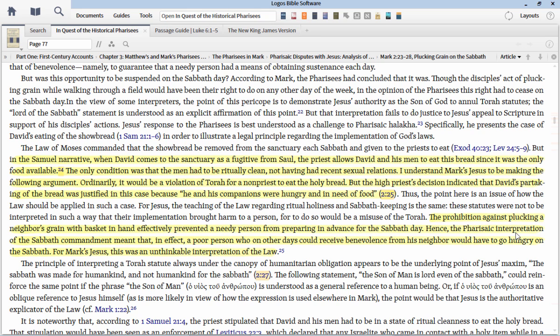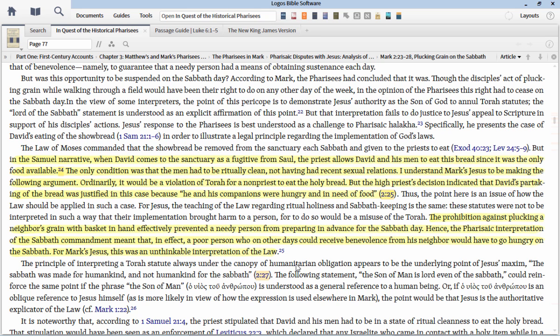So for many of the Pharisees, the interpretation of the Sabbath commandment meant that, in effect, a poor person who on other days could receive benevolence from his neighbor would have to go hungry on the Sabbath. For Mark's Jesus, or Luke's Jesus, this was an unthinkable interpretation of the law. So there was a lot more discussion about what to do on the Sabbath and what not to do on the Sabbath in Judaism at the time. And a lot of scholars include more and more discussions about Judaism at the time. The discussion was a lot more nuanced than many of us maybe think.